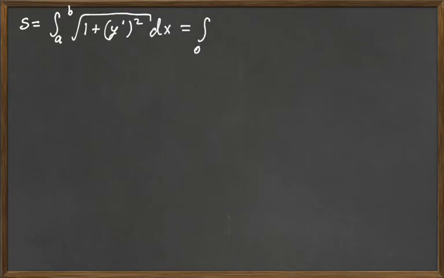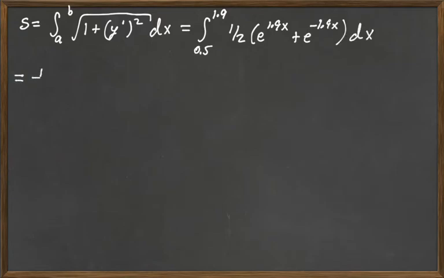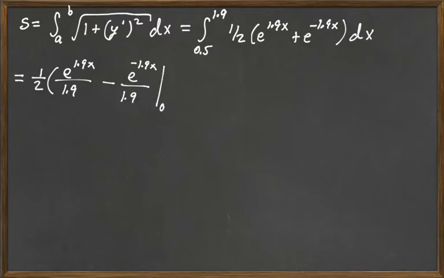dx. It's going to be the integral from 0.5 to 1.9 of 1 half e to the 1.9x plus e to the negative 1.9x dx. So that's going to be 1 half e to the 1.9x divided by 1.9 minus e to the negative 1.9x divided by negative 1.9. And so that's where we get that minus sign from. And we're going to evaluate this from 0.5 to 1.9.